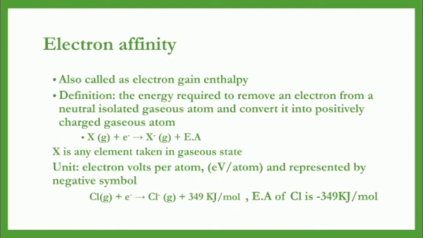Here the atom gains an electron and becomes a negative ion, that is plus electron affinity. Electron affinity is the energy released during the conversion of the atom into a negative ion. Its unit is electron volts per atom, represented by the negative symbol. Here, 349 kJ per mole is mentioned as minus 349. That is the amount of energy released during this process.